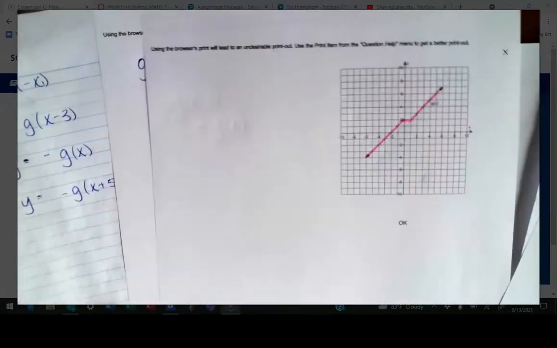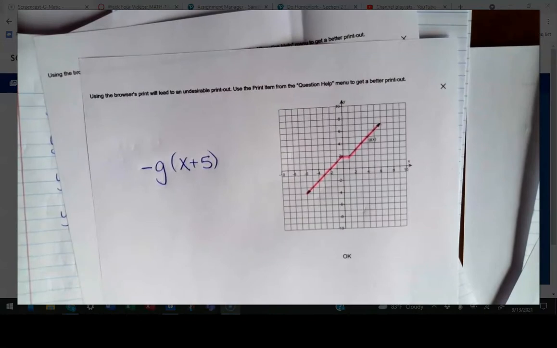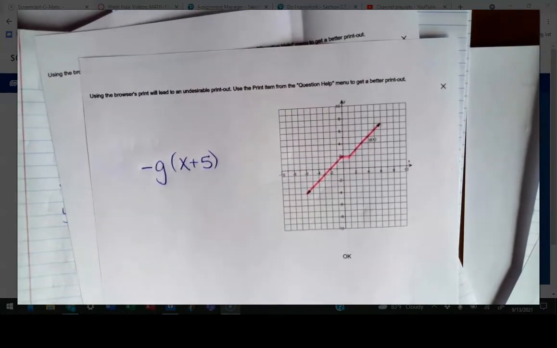And then finally what we have is negative g of x plus 5. So I'm actually going to do 2 things. The first one I'm going to do in pencil after I find a pencil, and then I'm going to shift it. So we've got 2 different transformations. The first one is I can flip it, and the second one says I can move it to the left 5. It really doesn't matter which one you do first.